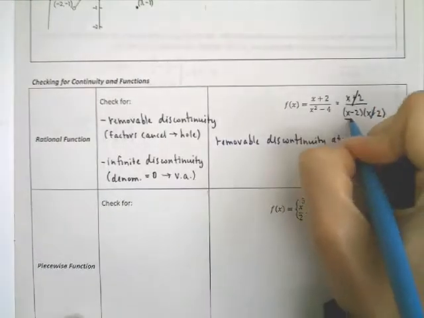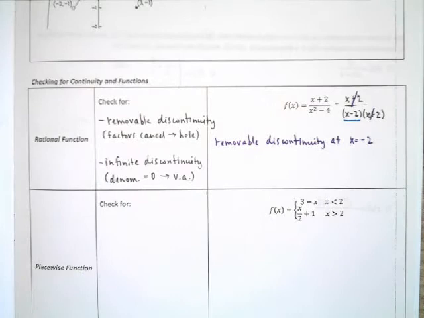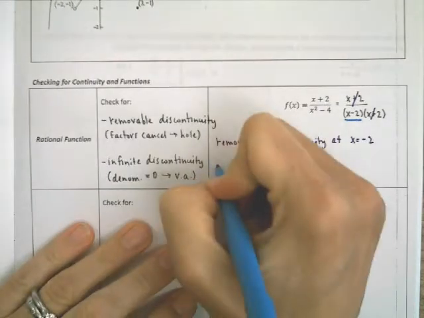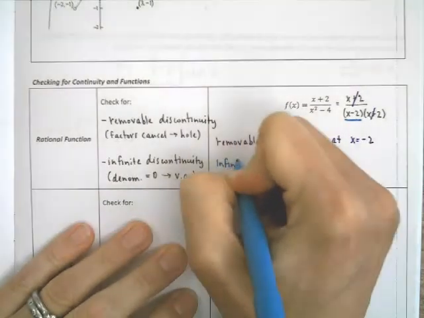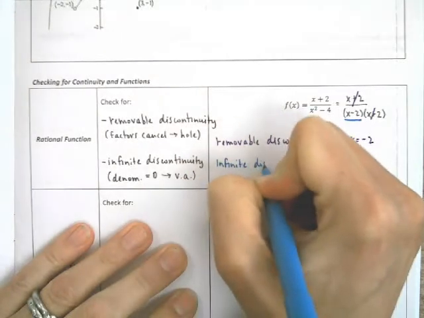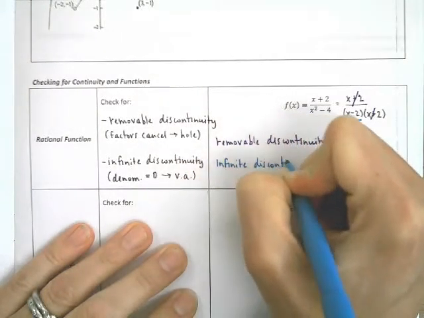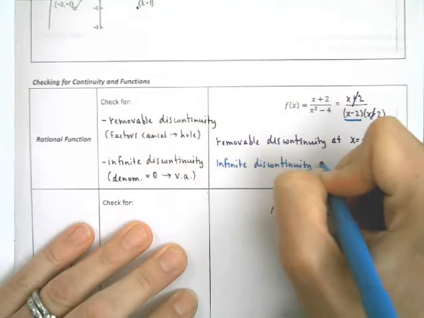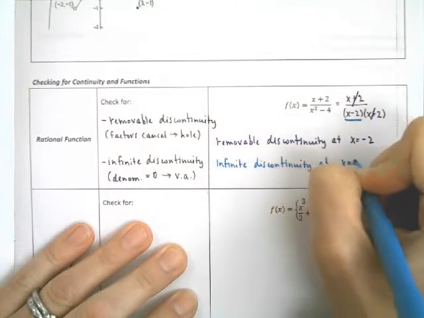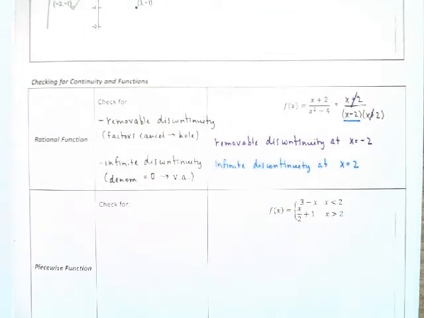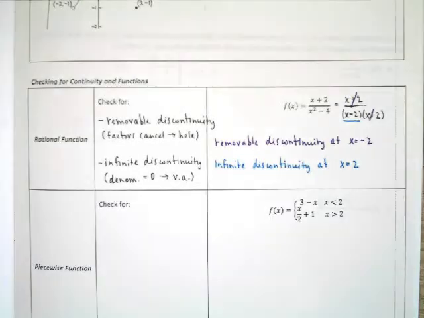Now, the other thing I should notice is here. At x equals 2, I'm going to have a vertical asymptote. So that tells me I have an infinite discontinuity at x equals 2. So with rational functions, I'm looking for are typically removable discontinuities or infinite discontinuities.